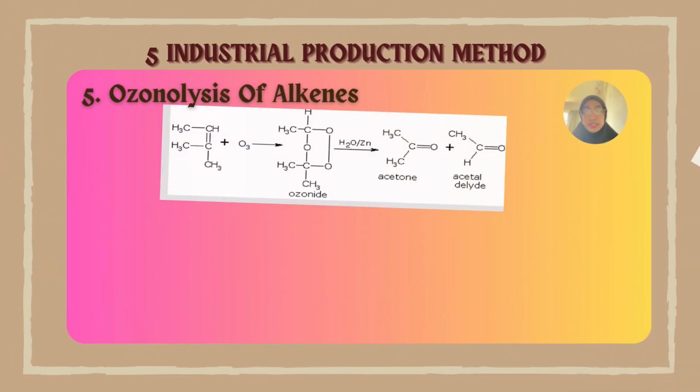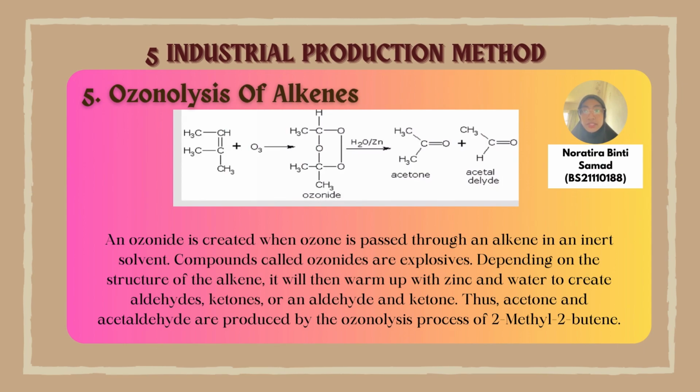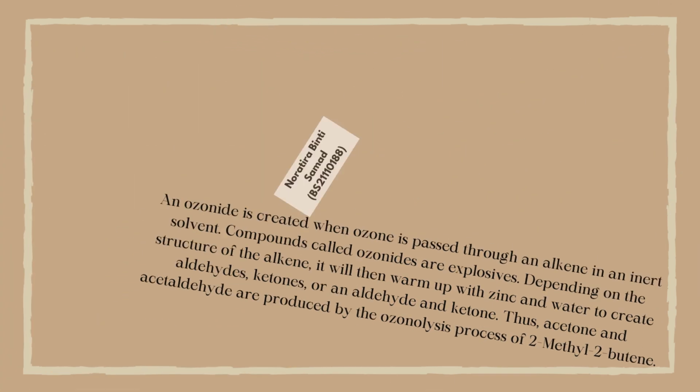Last is ozonolysis of alkenes. An ozonide is created when ozone is passed through an alkene in an inert solvent. Compounds called ozonides are explosive. Depending on the structure of the alkene, it will then be warmed up with zinc and water to create aldehydes, ketones, or an aldehyde and ketone. Thus, acetone and acetaldehyde are produced by the ozonolysis process of 2-methyl-2-butene.